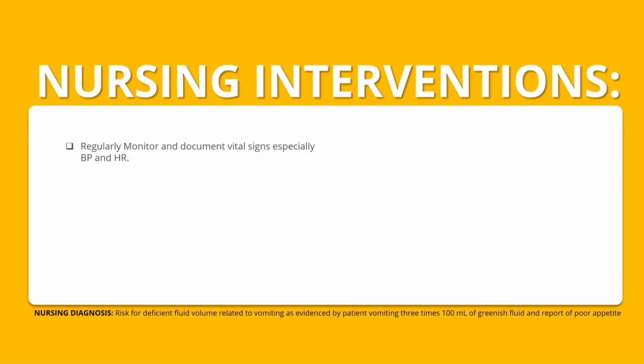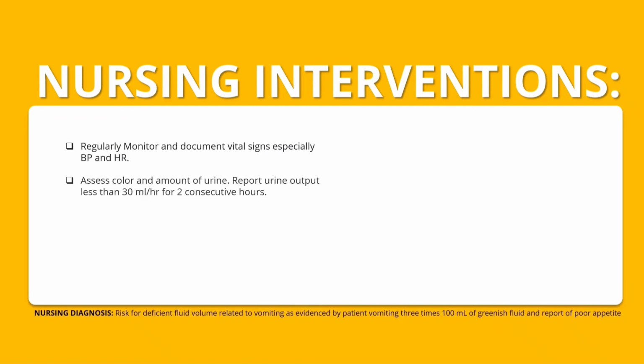So for nursing interventions, regularly monitor and document vital signs, especially blood pressure and heart rate. The reason for that is a decrease in circulating blood volume can cause hypotension and tachycardia. Alteration in heart rate is a compensatory mechanism to maintain cardiac output. Usually the pulse is weak and may be irregular if electrolyte imbalance occurs. Hypotension is evident in hypovolemia.